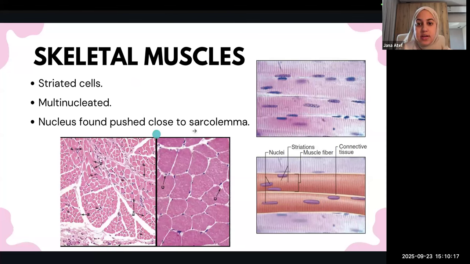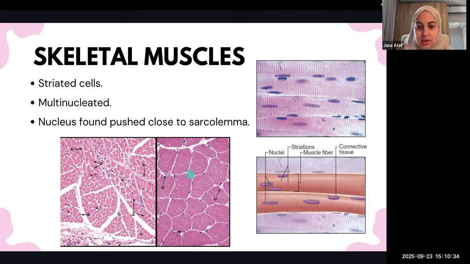Another thing is that the nuclei are found pushed close to the sarcolemma. And what did we say the sarcolemma was? It was the cell membrane. So here, this is a schematic diagram of it. The nuclei are all on the edge, right here. It's called peripheral nuclei, or peripherally pushed, or anything that you want to call it.